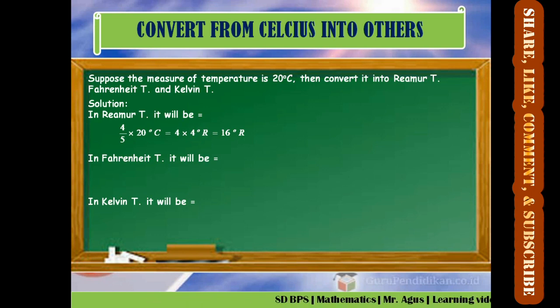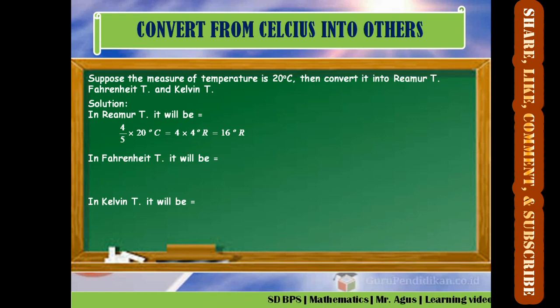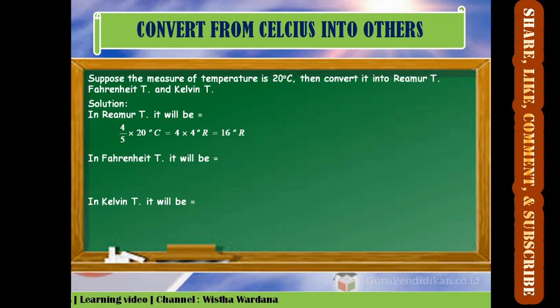The fraction depends on the direction. From Celsius thermometer into Reaumur thermometer, it will be 4 per 5. But if from Reaumur thermometer into Celsius thermometer, it will be 5 per 4. So let's check this one.